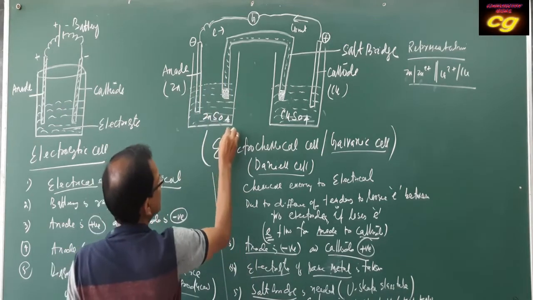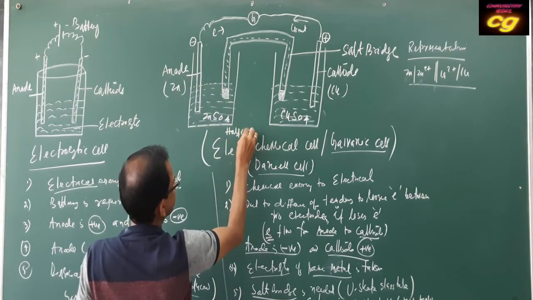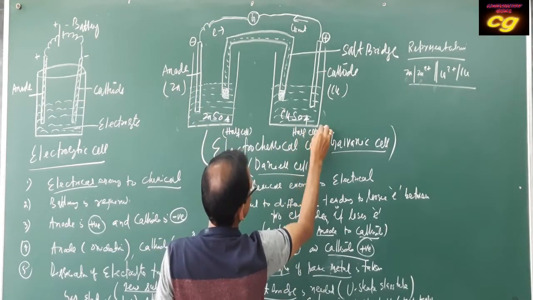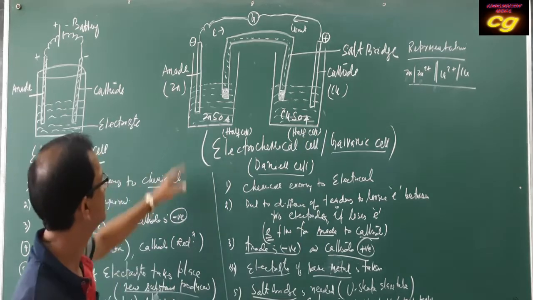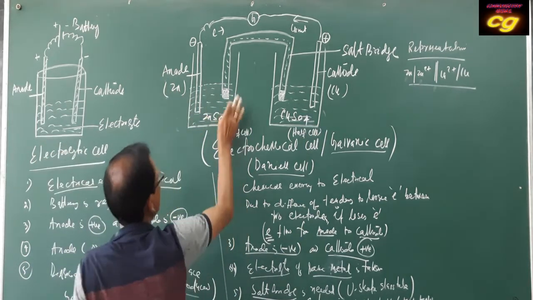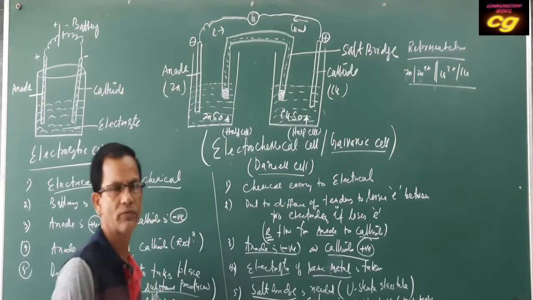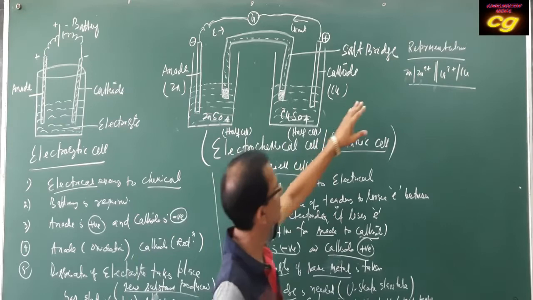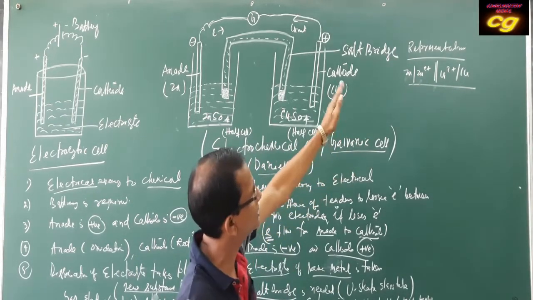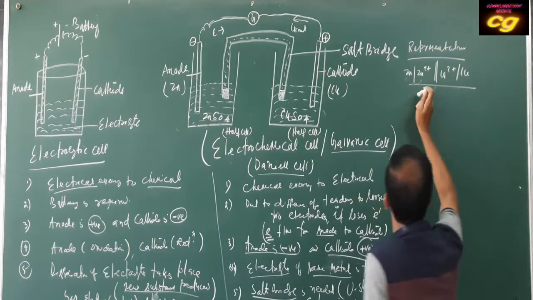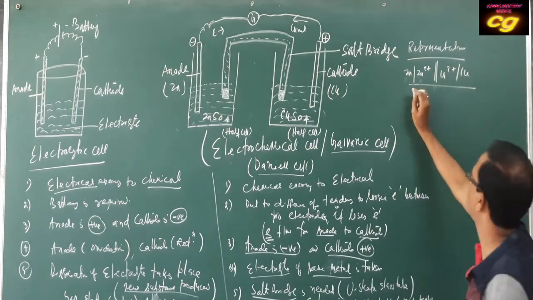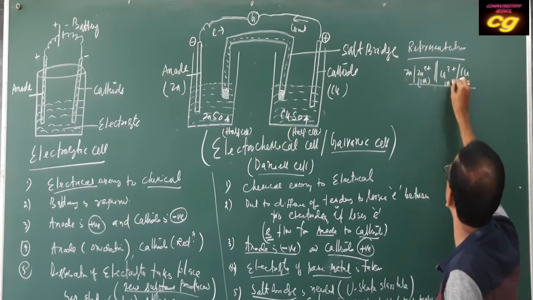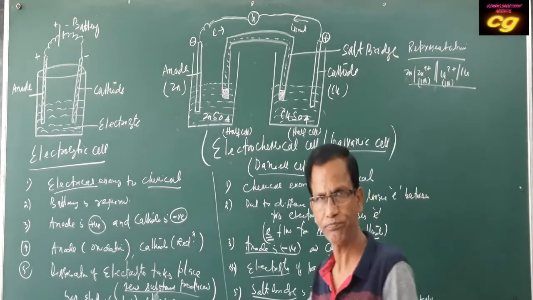This is called a half cell. Two half cells are joined. This is called anode and this is called cathode: anodic cell, cathodic cell. And here is the representation of the particular Daniel cell, zinc with zinc ion. This zinc ion has some specific concentration. Let it be 1 M. Copper, let it be 1 M. 1 M is the concentration.